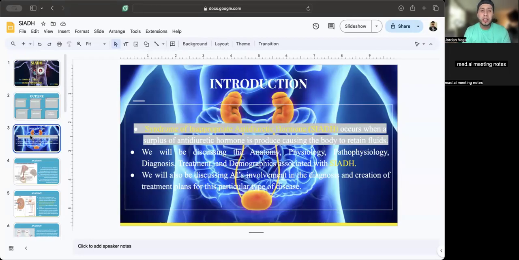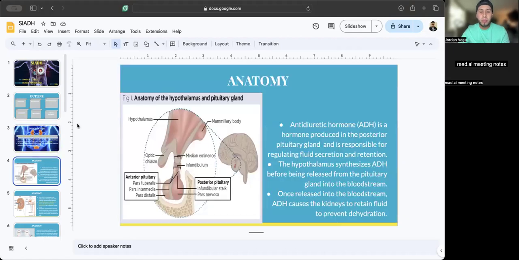What is SIADH? SIADH stands for Syndrome of Inappropriate Antidiuretic Hormone. Basically it occurs when a surplus of the hormone is produced, causing the body to retain fluids. Below here, I have a figure that describes where the hormone is being produced. Antidiuretic hormone is produced in the posterior pituitary gland, and it is right next to the hypothalamus. So they're in that same region of the brain.